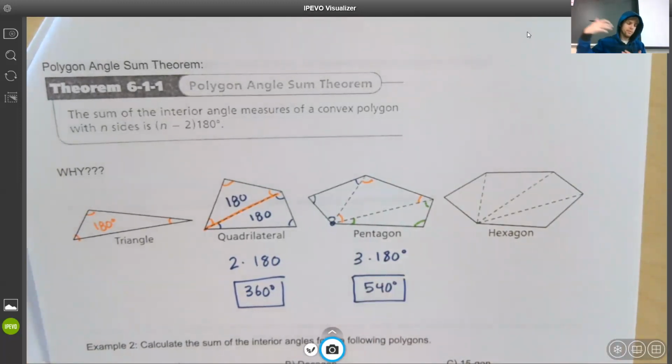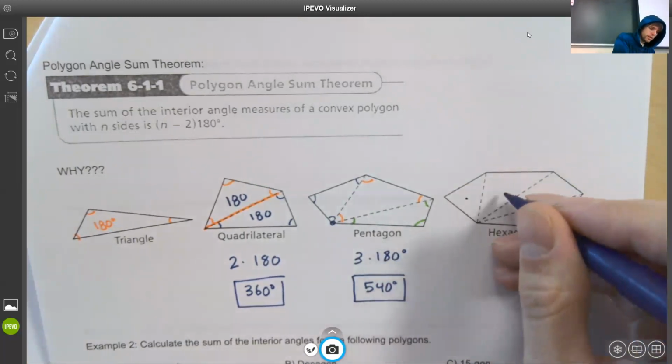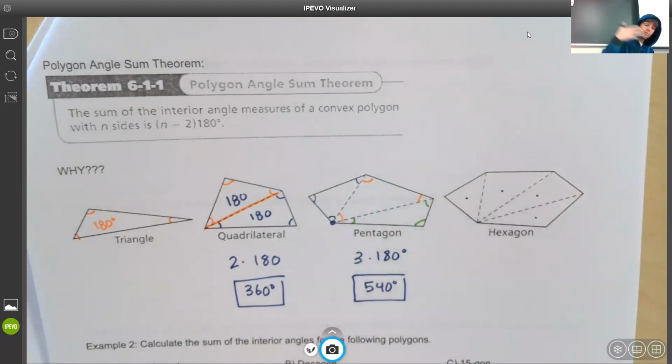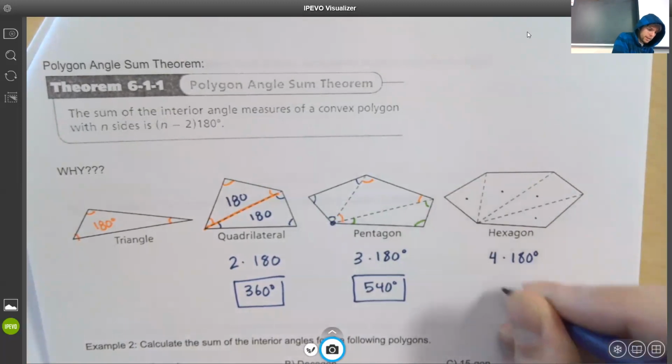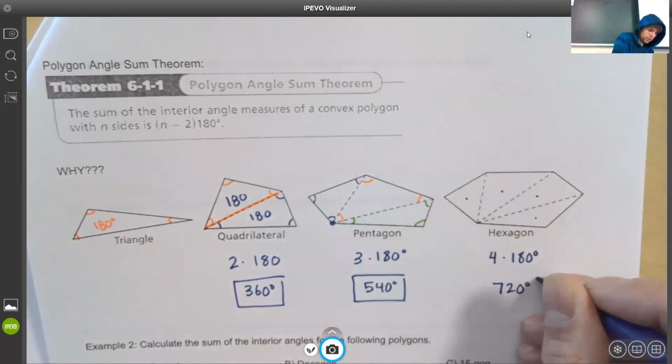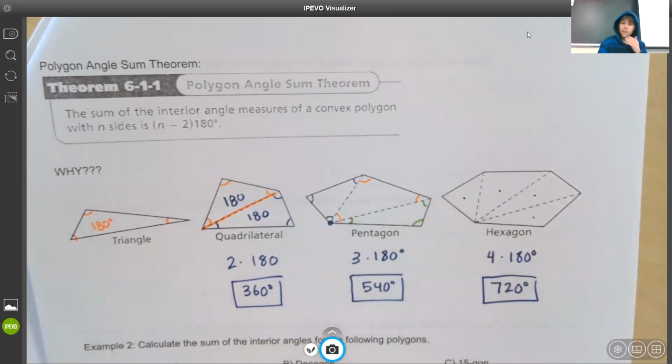And then extrapolating that even further, hexagon, we can see it's triangle, triangle, triangle, triangle. There's 4 total triangles here. So 4 times 180 is 720 degrees. So the interior angles of a hexagon are going to add up to be 720. Doesn't matter as long as it's a convex hexagon.